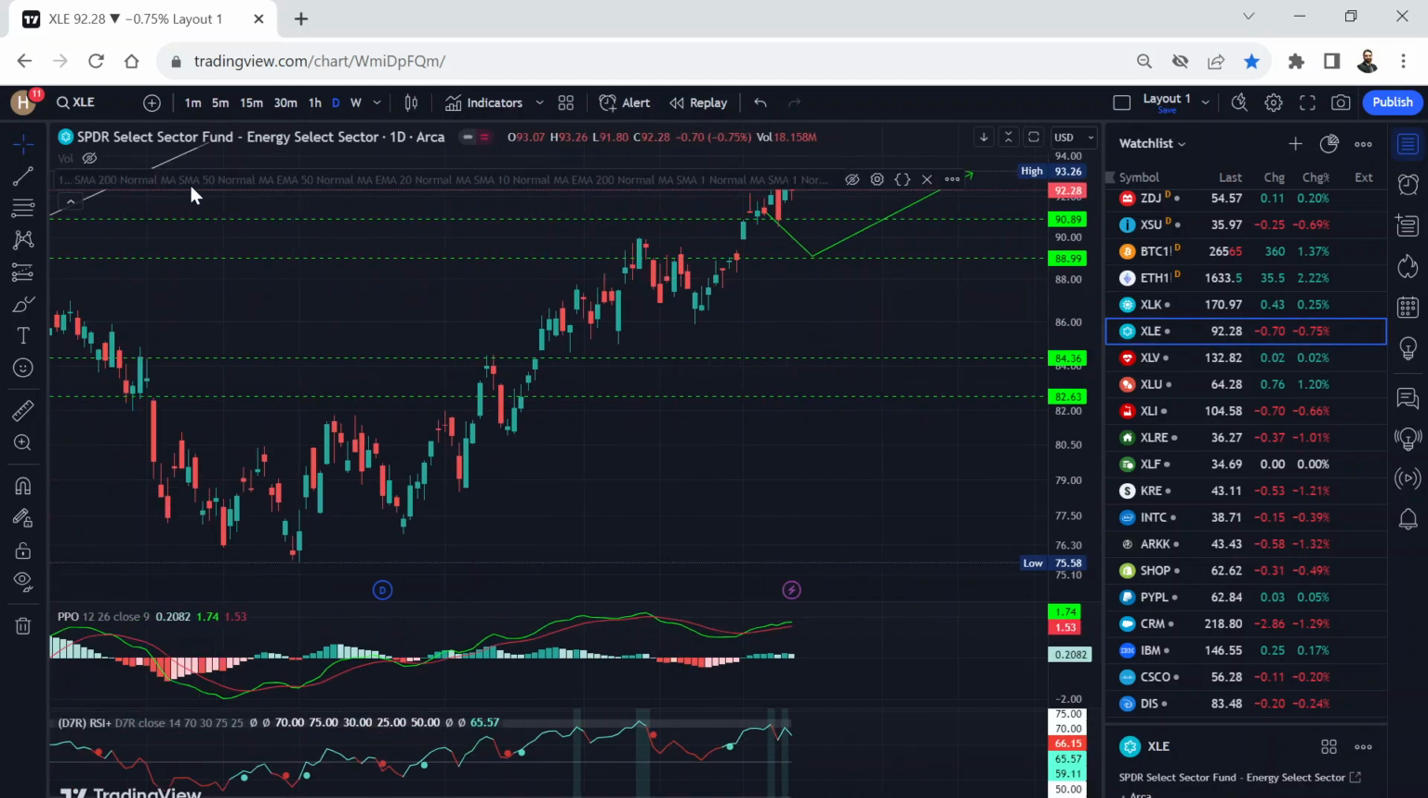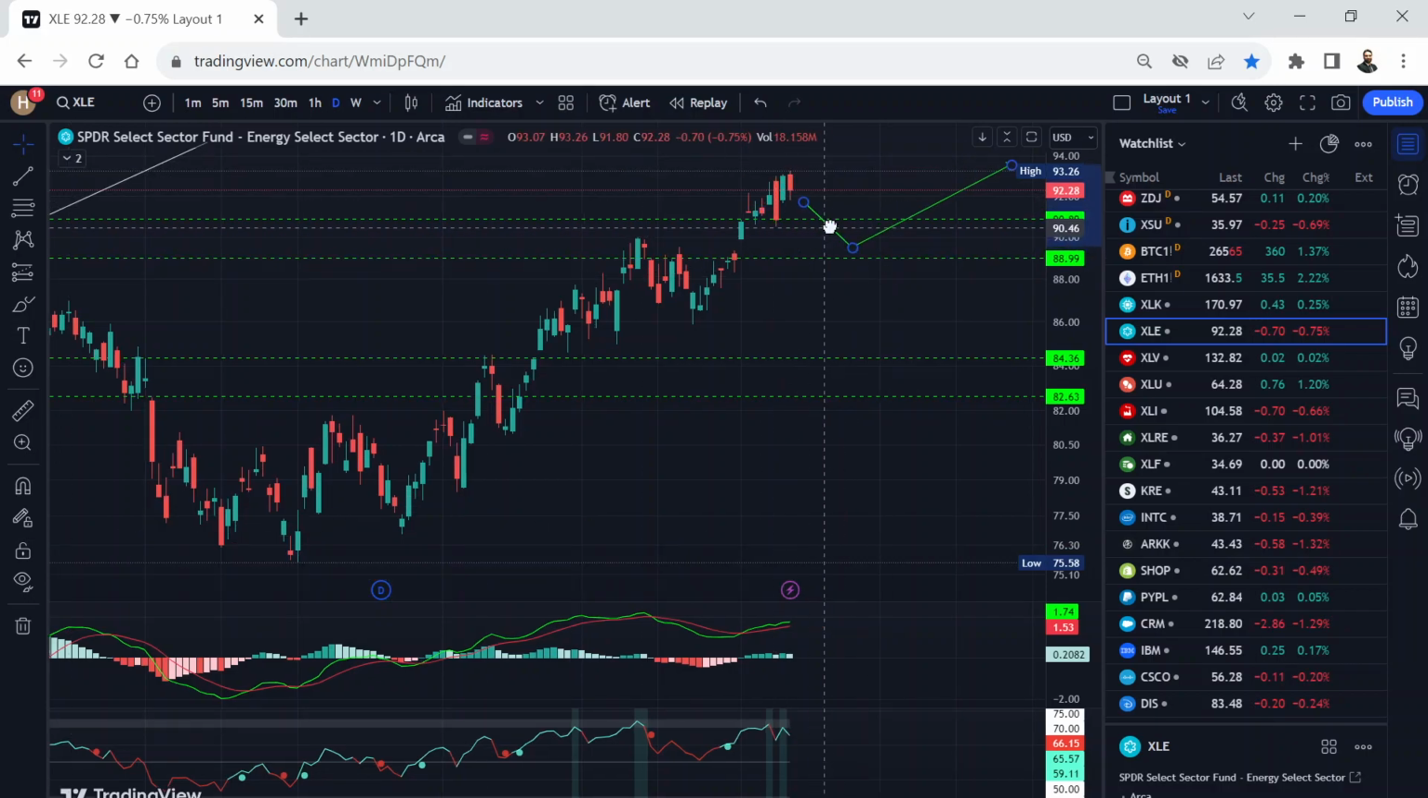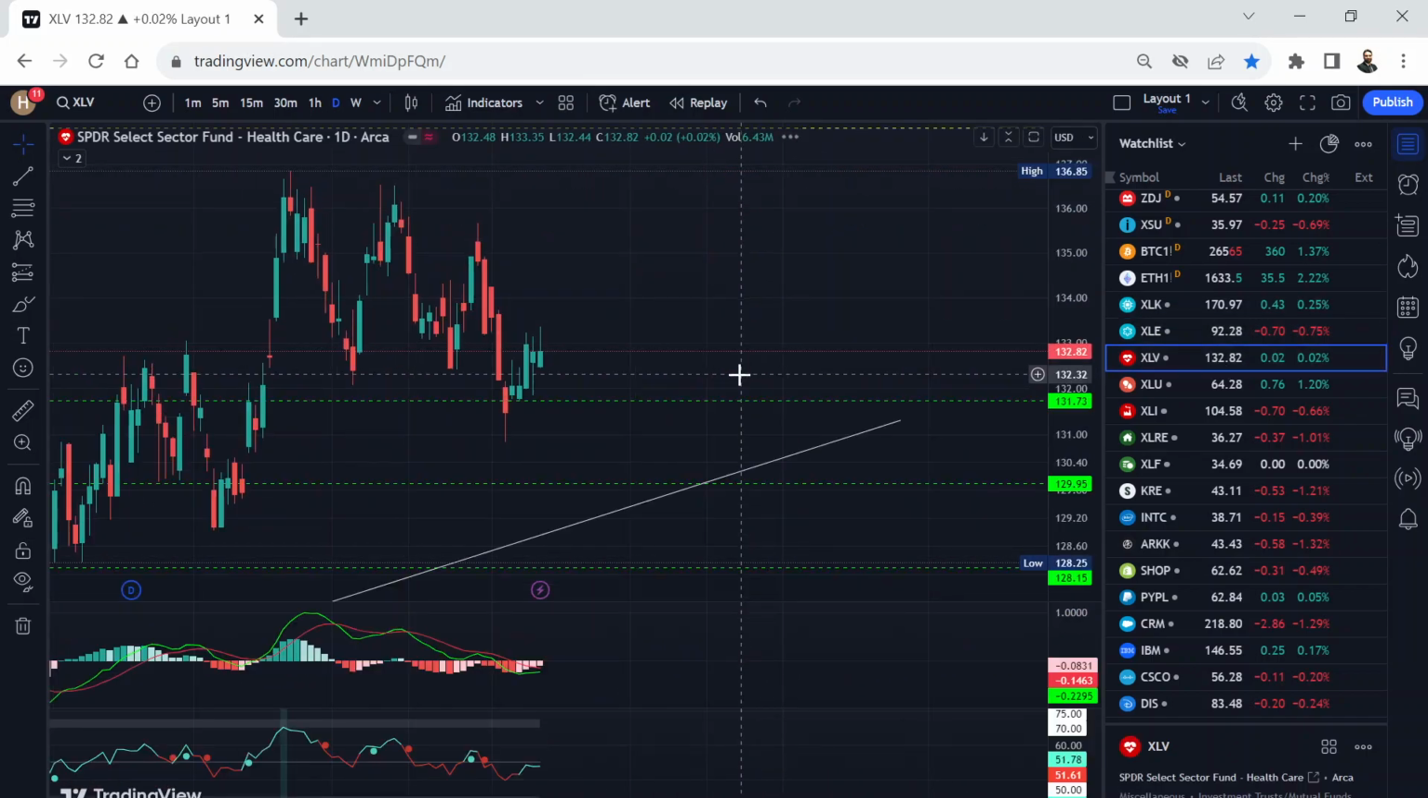XLE energy, buy the dip. You can see maybe I'll adjust it like this. So multiple gaps are down. So look to buy all the dips.